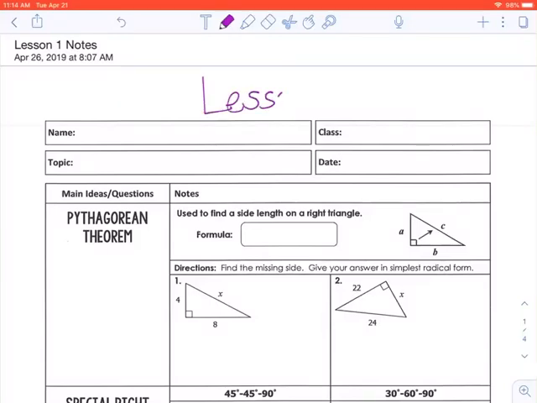Hi everyone, welcome back. It's been a while since we've done any notes. We're going to start our trig unit now.